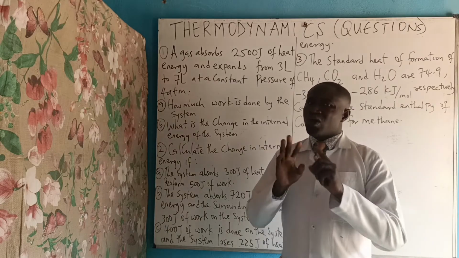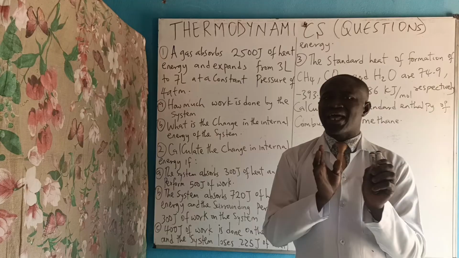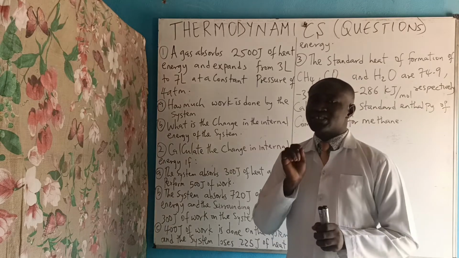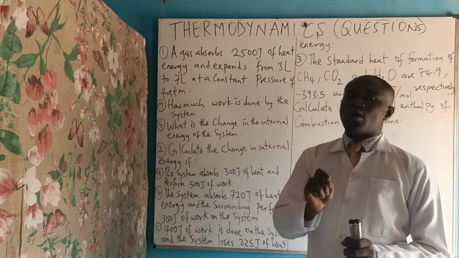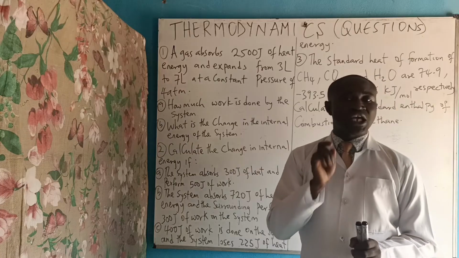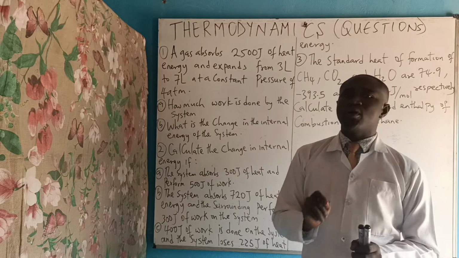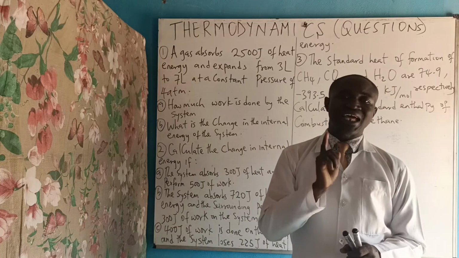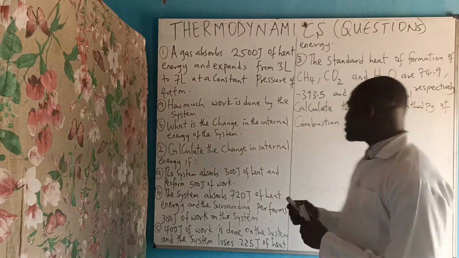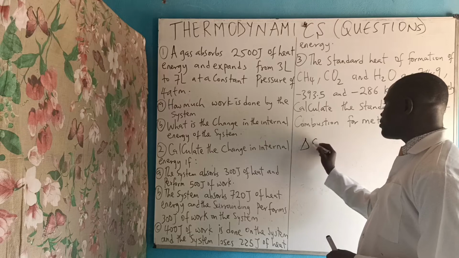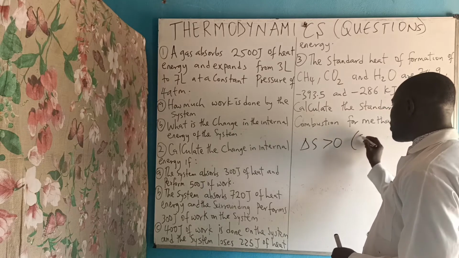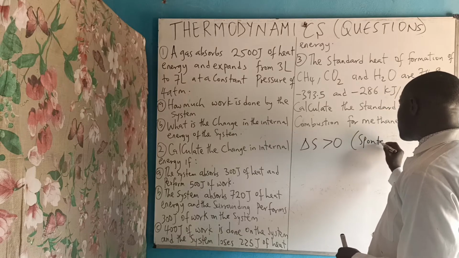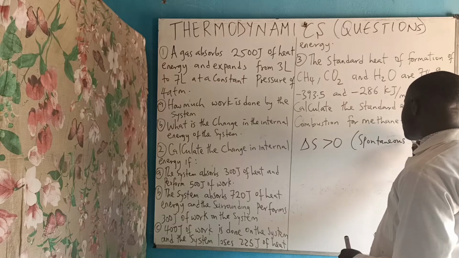We've discussed the first law of thermodynamics, and so we want to discuss the second law of thermodynamics. What does the second law of thermodynamics state? It states that for a reaction to be spontaneous, the entropy must be greater than 0. Entropy should be greater than 0 for a spontaneous reaction to take place.